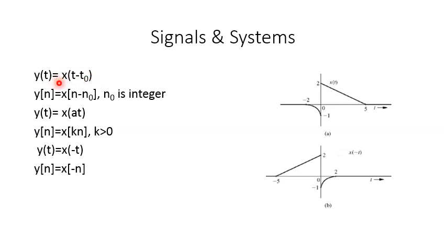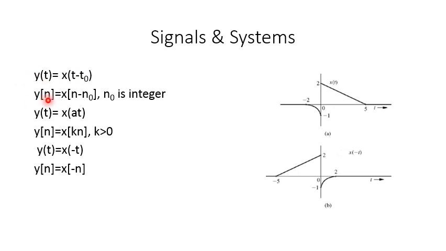So that is like shifting. We can shift a signal to the right or to the left, right? So that is the shifting. You know that t naught represents a shift. If t naught is positive, then the resulting signal will shift to the right by the amount specified by t naught, and if t naught is negative, then the resulting signal will shift to the left.